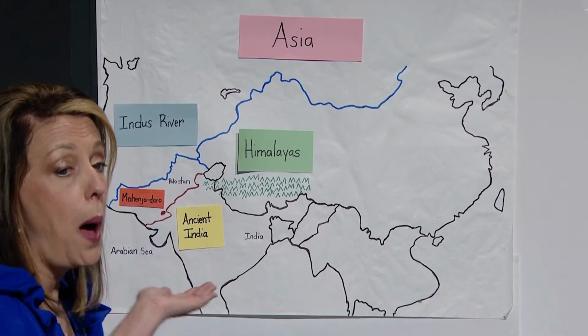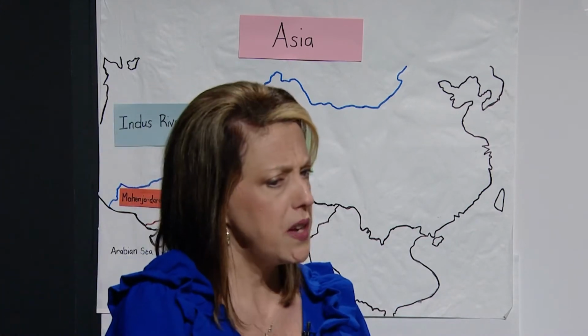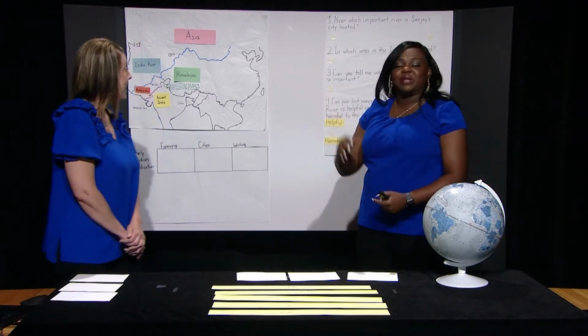Let's get started. In our previous lessons, we learned about the ancient civilizations that began in India and China. We will use the same map from that lesson to help us as we learn about ancient India. Miss Tiffany, will you help us review by answering some questions to see what we remember? Sure, I would love to. Great. I will use this map of India to help us out.